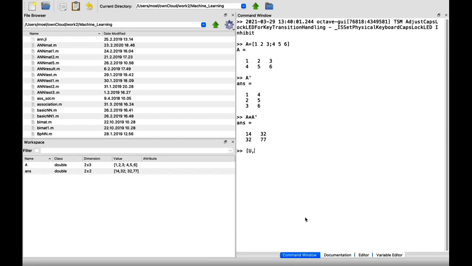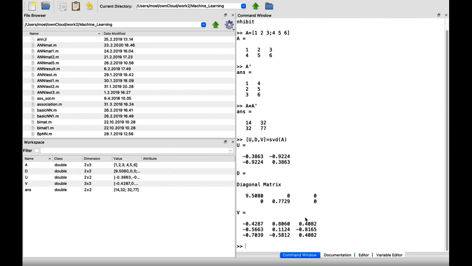So if you want to calculate the singular value decomposition, you can write, for example, the U matrix, maybe the diagonal matrix, and the V matrix, and then you write singular value decomposition SVD and you put A. You can see here that you can get the U matrix, and this is the diagonal matrix. This is the non-zero, and the third one is 0. Of course, it means that the rank of this matrix is 2, and then the V, or the row space matrix.